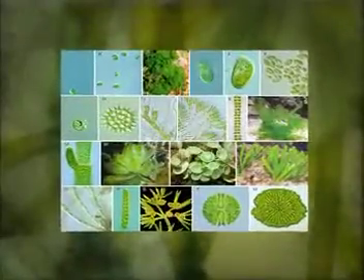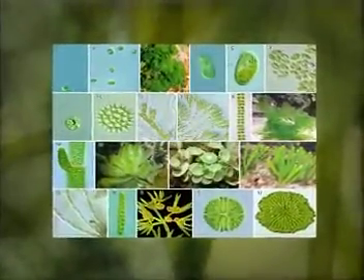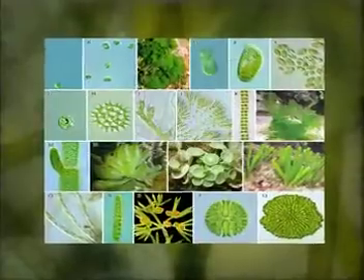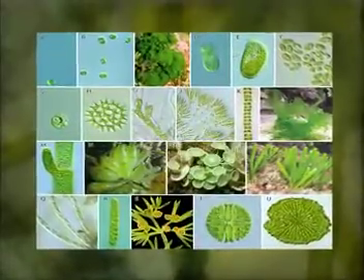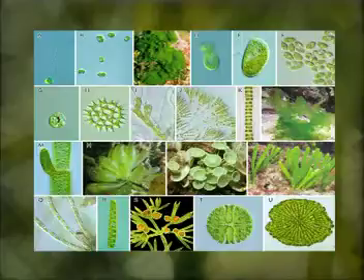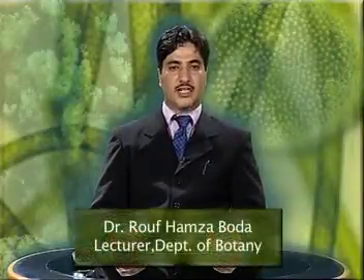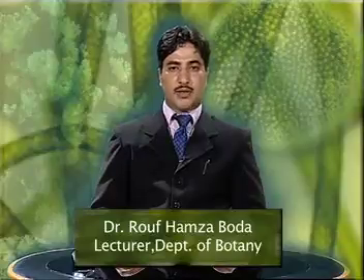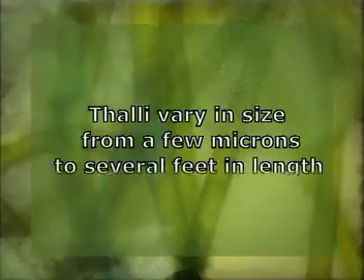Green algae show greater variation in vegetative organization, life cycle, and habitat than any other group of algae. There is great variation in thallus structure in green algae, which ranges from simple but primitive motile unicells to complex but highly evolved large multicellular forms. Thalli vary from a few microns to several feet in length.